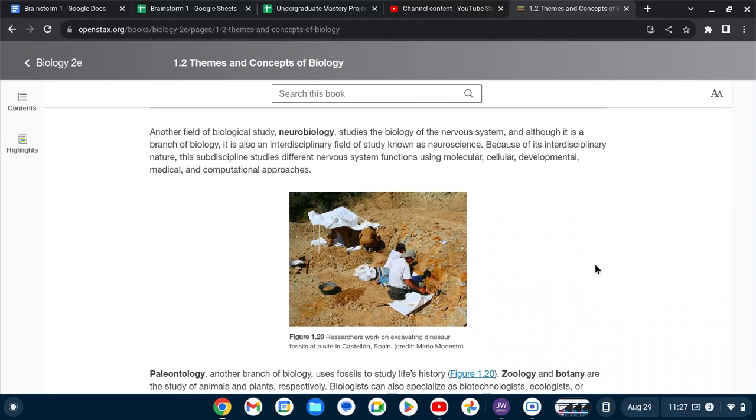Another field of biological study, neurobiology, studies the biology of the nervous system, and although it is a branch of biology, it is also an interdisciplinary field of study known as neuroscience. Because of its interdisciplinary nature, this subdiscipline studies different nervous system functions using molecular, cellular, developmental, medical, and computational approaches.